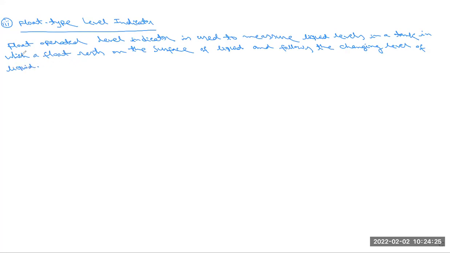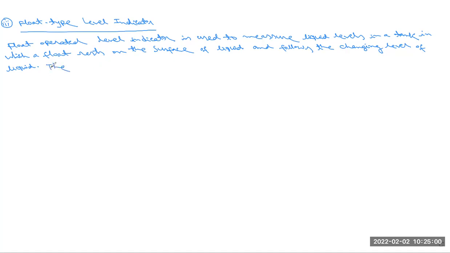Okay, so this is basically another direct measurement method for level measurement, the float type level indicator. This float operated level indicator is used to measure the liquid level in a tank in which a float rests on the surface of the liquid, and it follows any change in the level of the particular liquid. The movement of the float is transmitted to a pointer through a suitable mechanism.